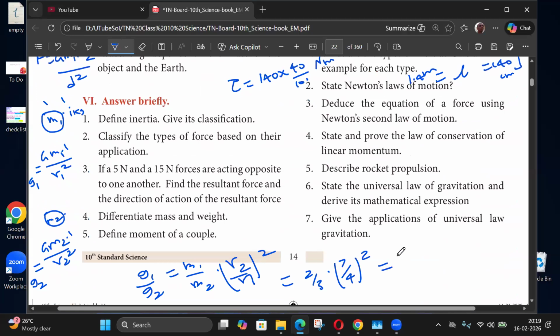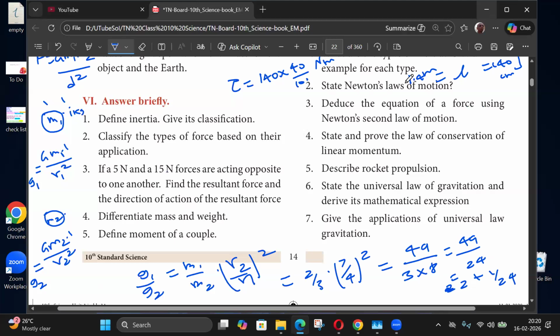So 7 square is 49 by 4 square is 16. And then 2 will cancel, so it's 49 by 24. So it is equal to 2 plus 1 by 24. It's approximately 2. Okay. Check the answer.